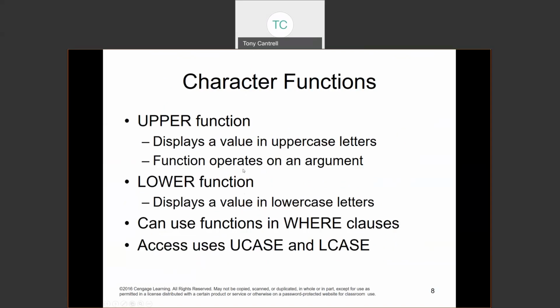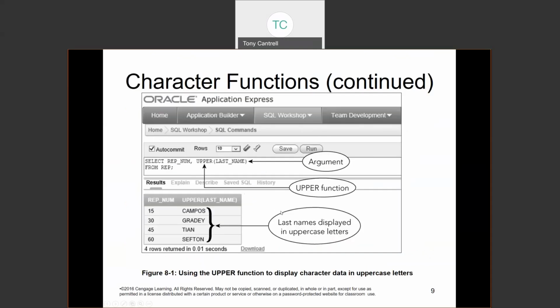You have the upper function, which displays the value in uppercase letters. A function operates on an argument. The lower function puts it in lowercase letters. You can use functions in where clauses. In Access, instead of using upper and lower, it would be UCase and LCase. Here's an example. They're going to make the argument last name all uppercase. So no matter how it was entered, it's going to show up all uppercase.